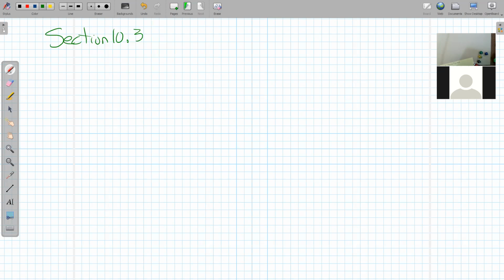Looking at space figures. Some reminders from the plane figure geometry that we did before. We have those basic ideas.